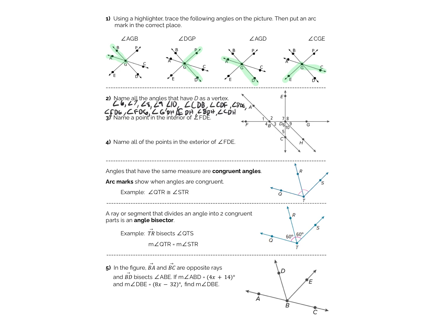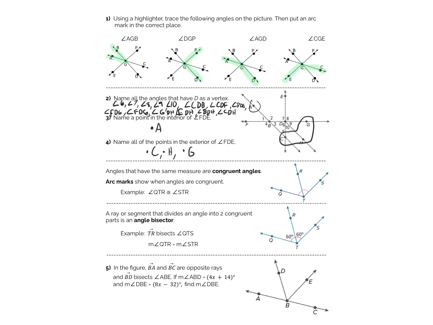All right, a point that's on the interior of angle FDE. A point that's on the interior of angle FDE would be point A. That's on the interior of angle FDE. And all the points that are exterior to angle FDE are going to be these 3 points right there. So we have point C, point H, and point G.